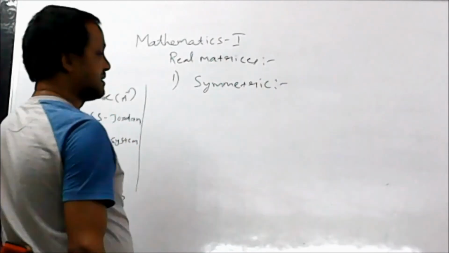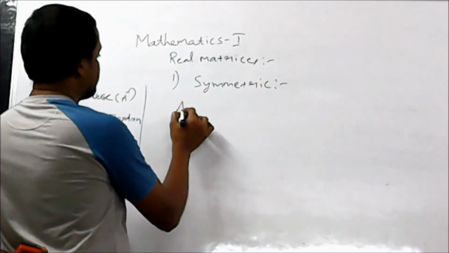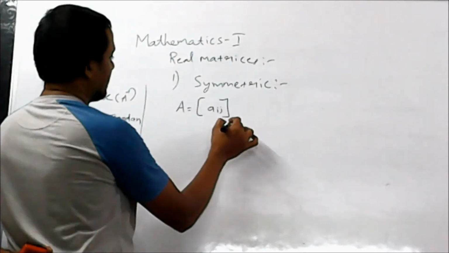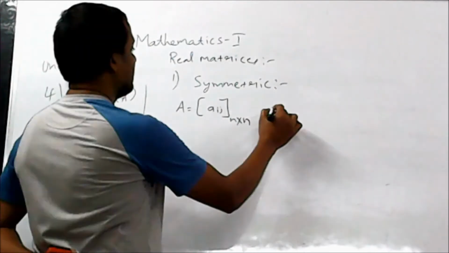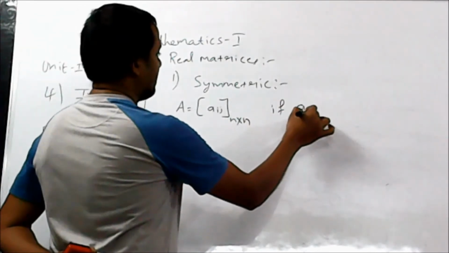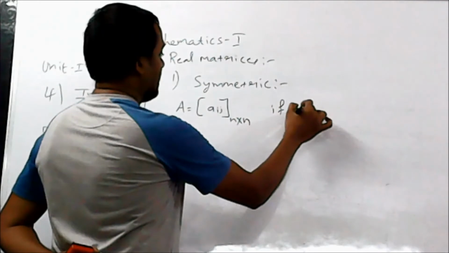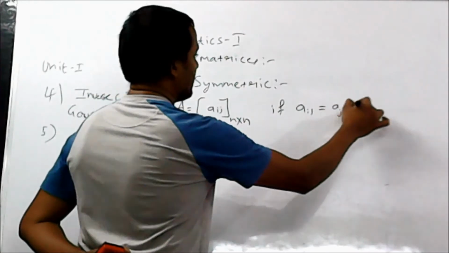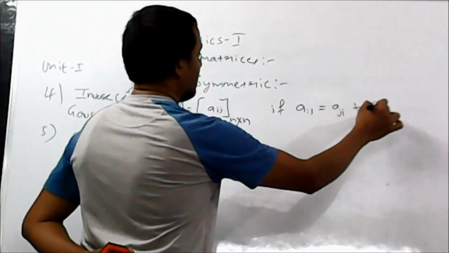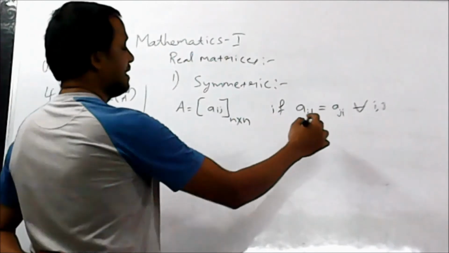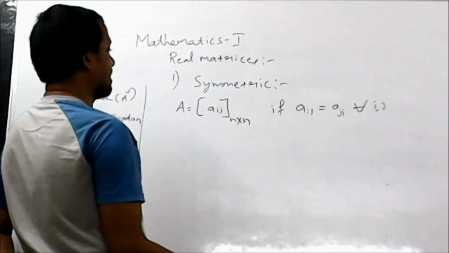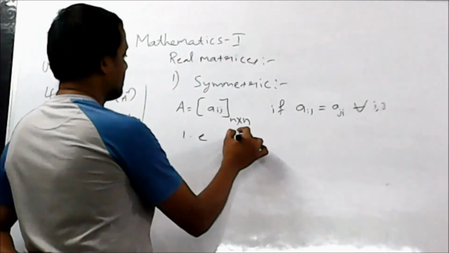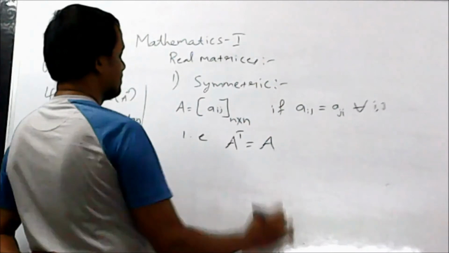A matrix A is said to be symmetric when, A is a matrix of elements each represented by small letter a of ij, n cross n. We are talking about square matrices. If a_ij, where ij represents the index, is equal to a_ji for all i, j, so for every i, j, a_ij equals a_ji, then we call the matrix symmetric. In general, that is A transpose equal to A.